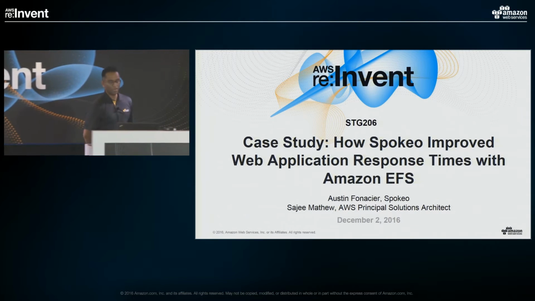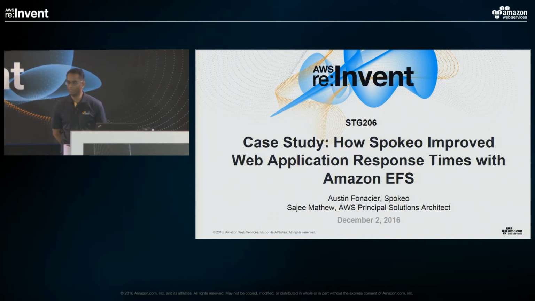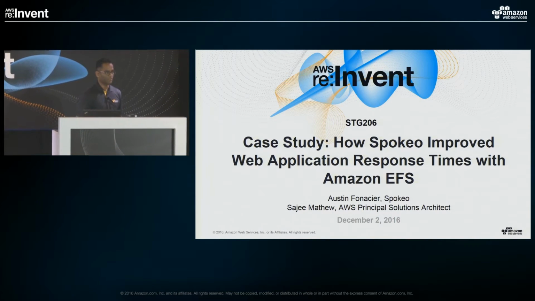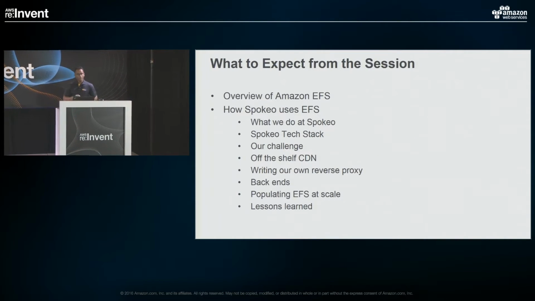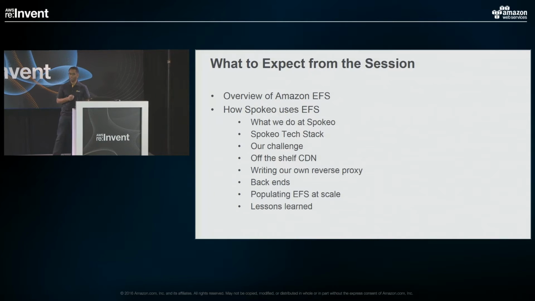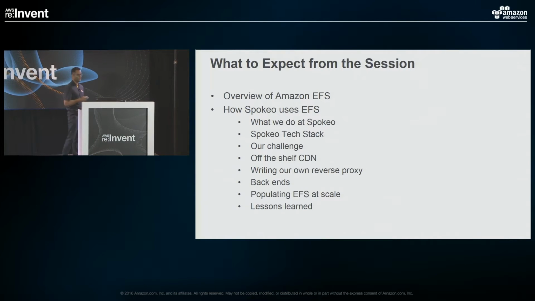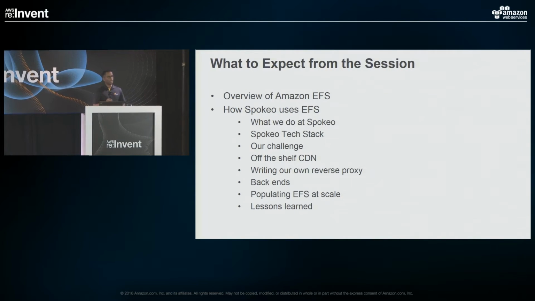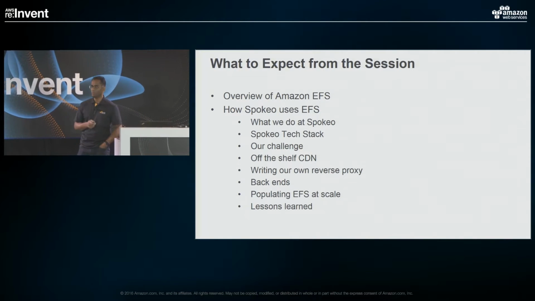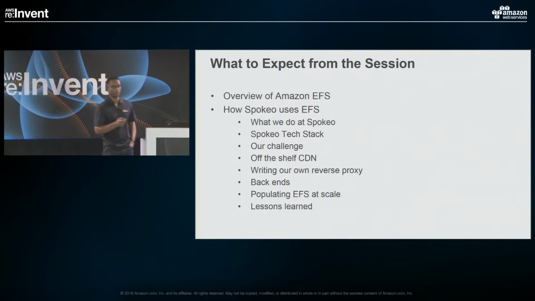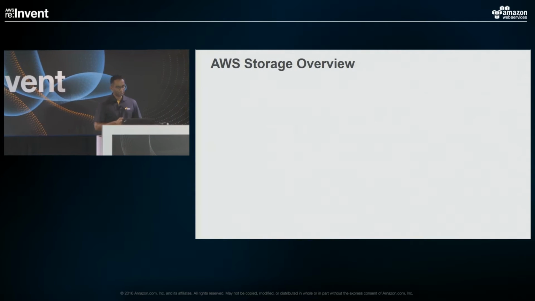Along with Austin Fonancier from Spokeo, we're going to be doing how Spokeo improved web application response times with Amazon Elastic File System. So we have a packed session for you. Austin's going to dive into the details of the Spokeo use case, but I know there's probably a number of you in the room who may not be familiar with EFS, so I'm going to give a brief and gentle overview of the service.